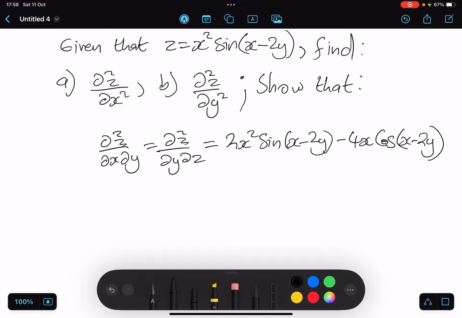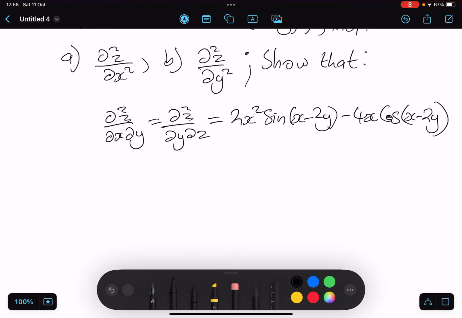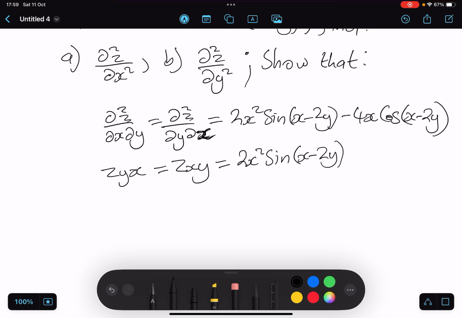So what I want you to note here, guys, is that this is the same as zyx equals zxy. I'm sorry, this is x, not z. So they are saying prove that this is equal to 2x squared sine(x minus 2y) minus 4x cos(x minus 2y). So the notation is very important.